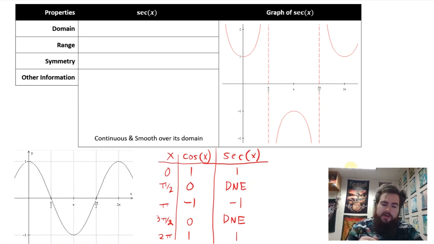That means the domain for secant can be defined then as x, such that x does not equal any of the asymptote values, which are not the same as the cosecant ones, which were at pi k. The secant asymptotes are at pi halves plus pi k. Again, where k is an integer.